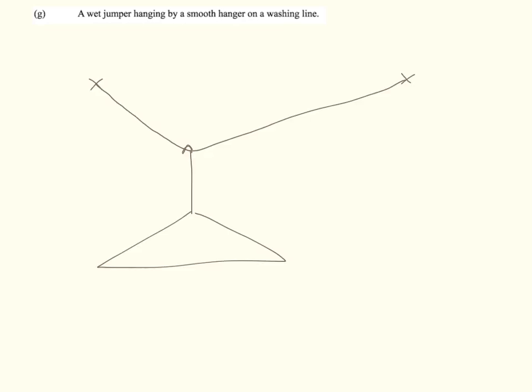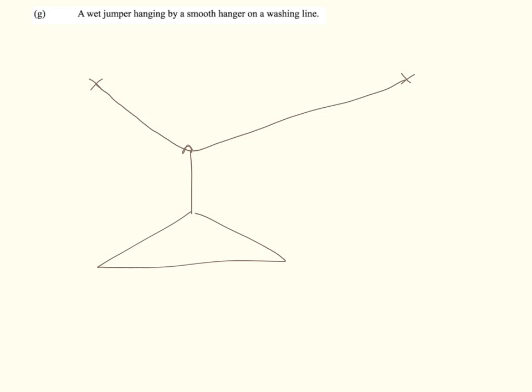Before we put the forces in, let's think about the geometry of the setup. Assuming that the washing line is attached at 2 points at equal height, would this situation be possible where the two parts of the line are at different angles and different lengths? Well, under some circumstances it would be possible, but here the key word is smooth.